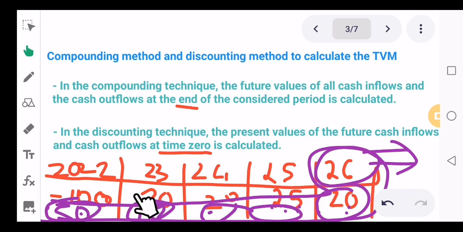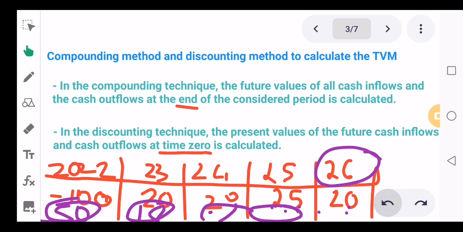When you are calculating the future values of all the given values in different time periods and bringing them to the end of the considered period value, it is called compounding. And what we previously did was called the discounting technique. In discounting, we are bringing down all the values to the value of 2022. We were finding the present values of all these values and then calculating. So basically we are bringing it down to time zero, which in this case is 2022.